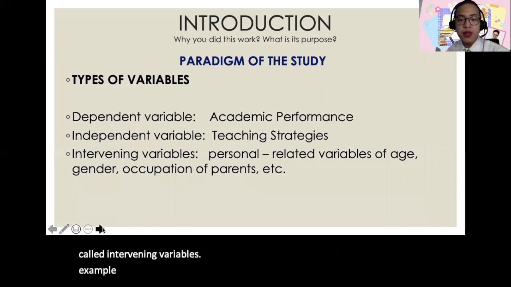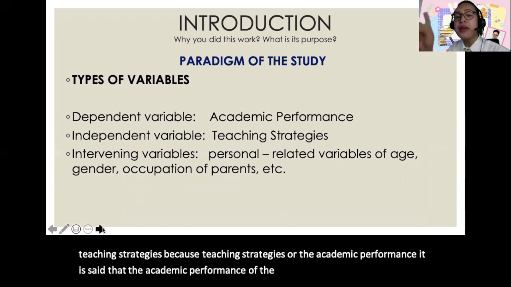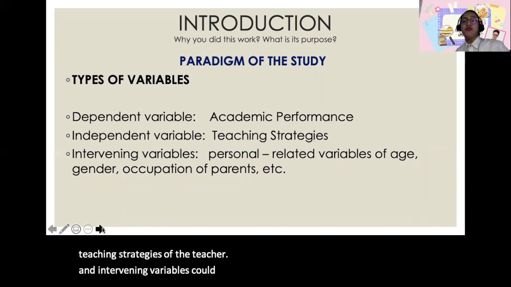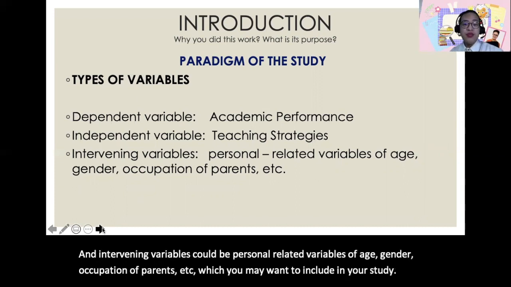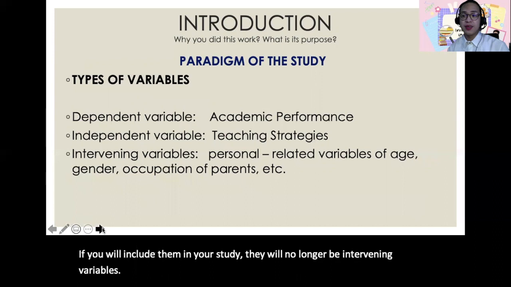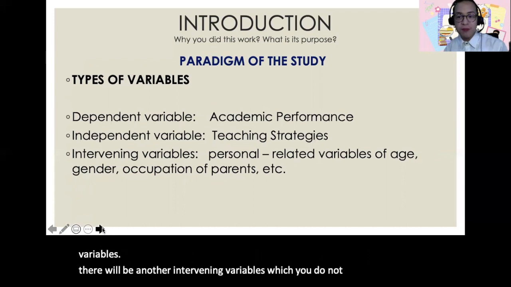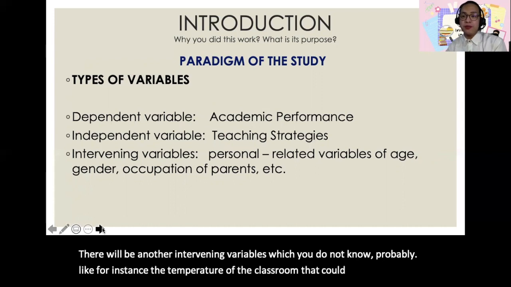Example here: dependent variable, academic performance; independent variable, teaching strategies, because the academic performance of the students is said to depend on the teaching strategies of the teacher. And intervening variables could be personal variables like age, gender, occupation of parents, etc., which you may want to include in your study. Now, if you include them in your study, they will no longer be intervening variables. There will be other intervening variables which you probably do not know, like for instance, the temperature of the classroom. That could be an intervening variable. Okay?